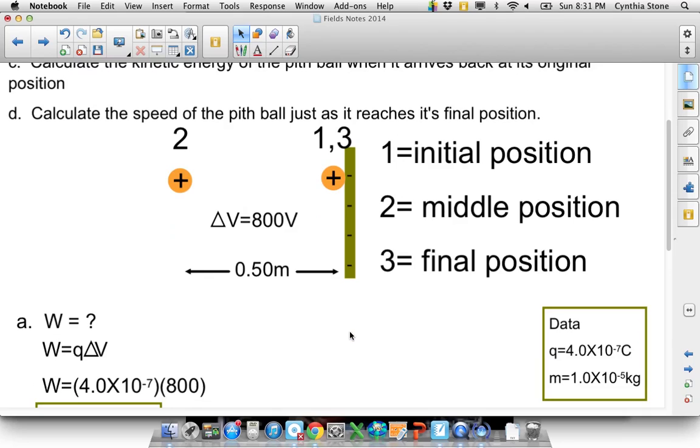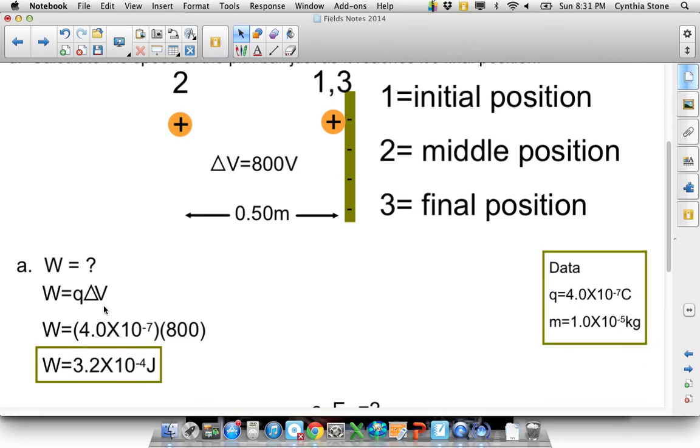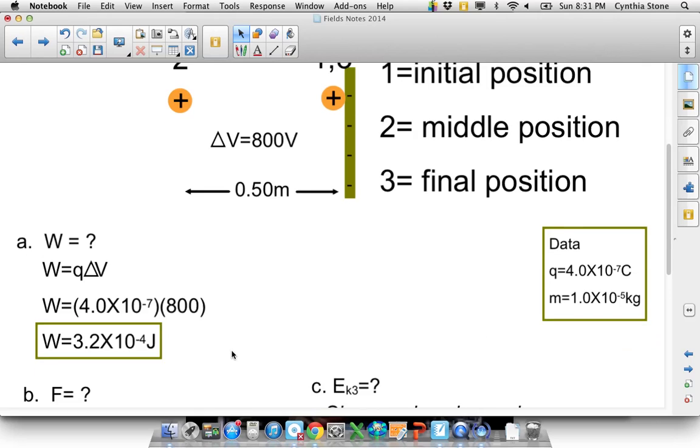So to find work is just Q change in V, so that's easy. I don't know what a good number is. In this case, so far that's the only information we know. But that's how you do it. Charge times change in voltage.